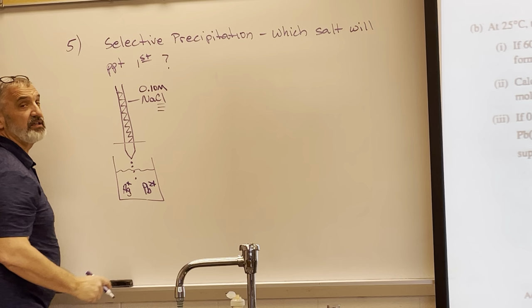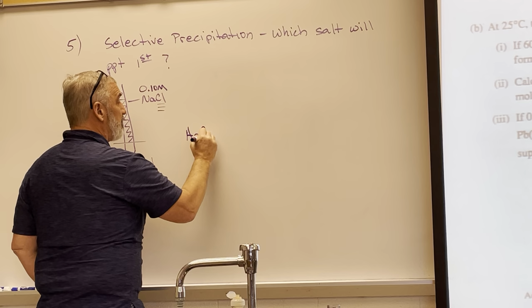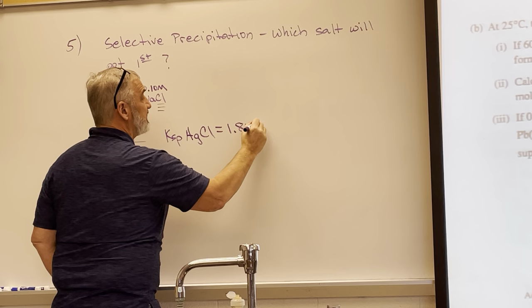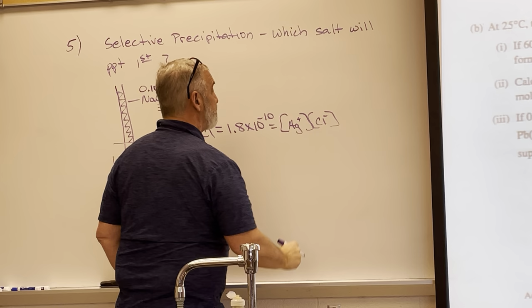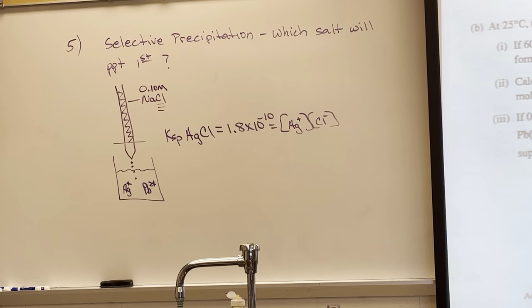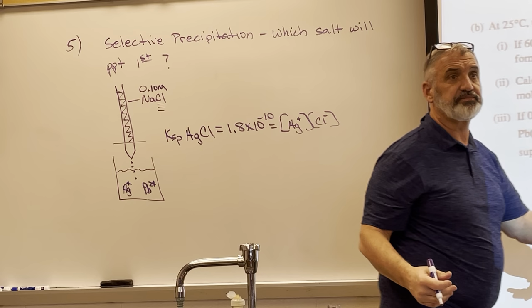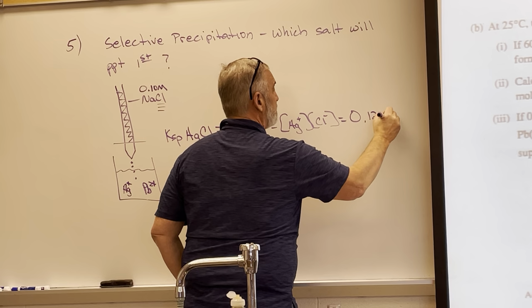So, for AgCl, let's just say the Ksp of AgCl is 1.8 times 10 to the minus 10th. It's equal to Ag plus times Cl minus. Well, we know what the Ag plus is, 0.12 molar. Now, it's not saying it's mixing, it's saying the solution contains both of these. So that's the concentration in the solution. We're not mixing, it's already mixed. So I can say it's equal to 0.12 molar times my Cl minus.